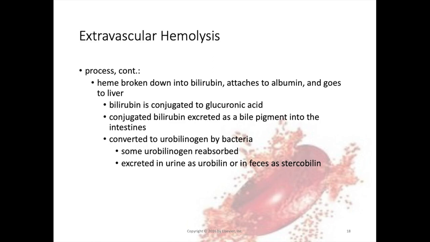Converted to urobilinogen by bacteria. Some urobilinogen is reabsorbed, some is excreted in urine as urobilin or in feces as stercobilin. So we talked about that in brief detail when we talked about the liver, and mainly, of course, that urobilin is responsible for the yellow color of urine and stercobilin is responsible for the brown color in feces. So it's just depending on which path that bilirubin takes as to where it goes, if it's going to the intestinal system or through the urine or through the feces.